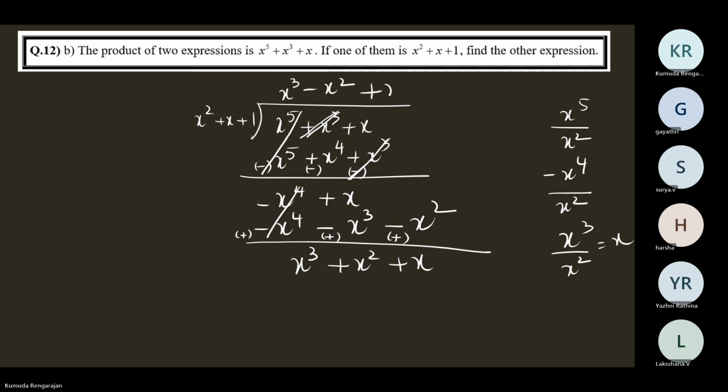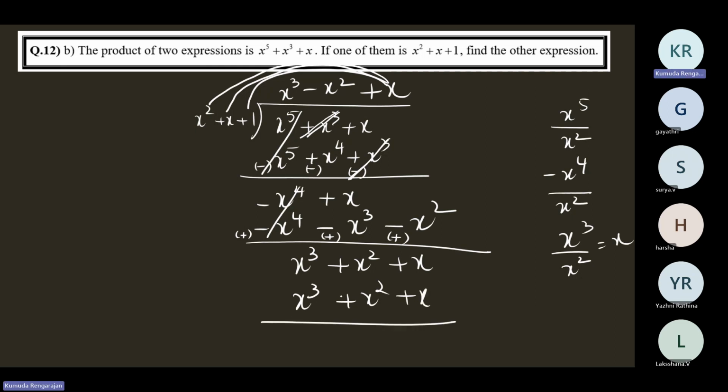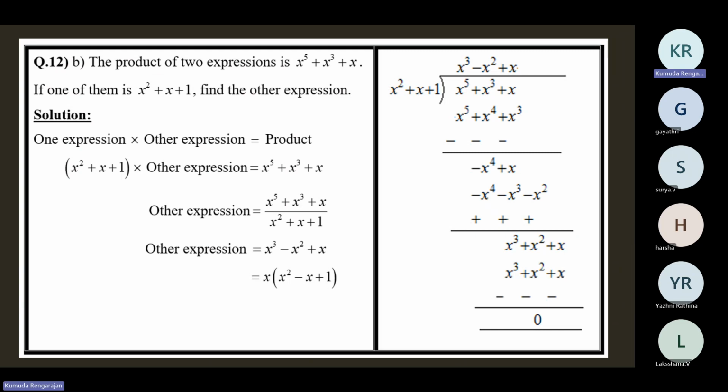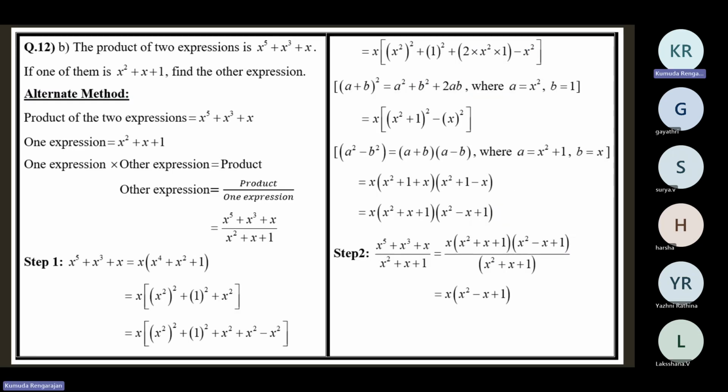Plus x. Now multiply x with x squared, plus x with plus x, and plus x with plus 1. So x into x squared, x cubed, x into x, x squared, plus x. Change the signs, they all get cancelled. That's what is here also. I've also worked in an alternate method here. Please go through and try to understand.